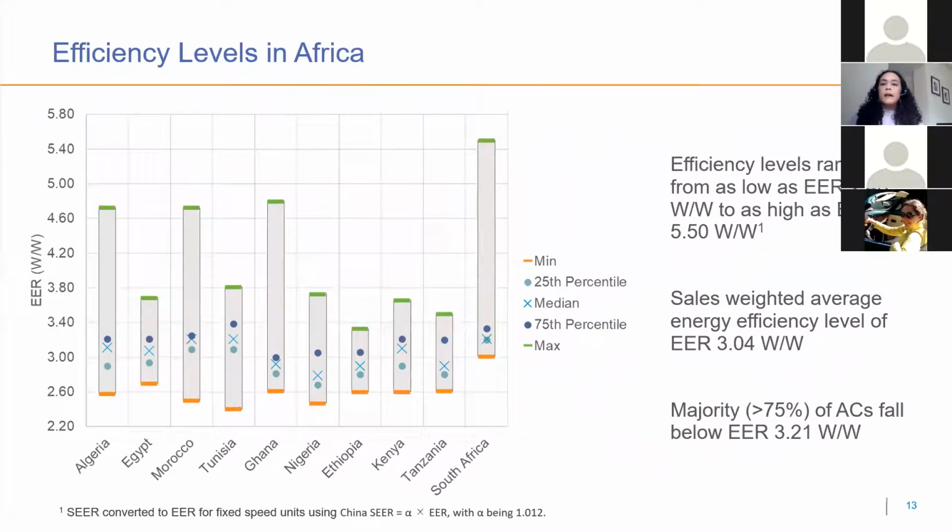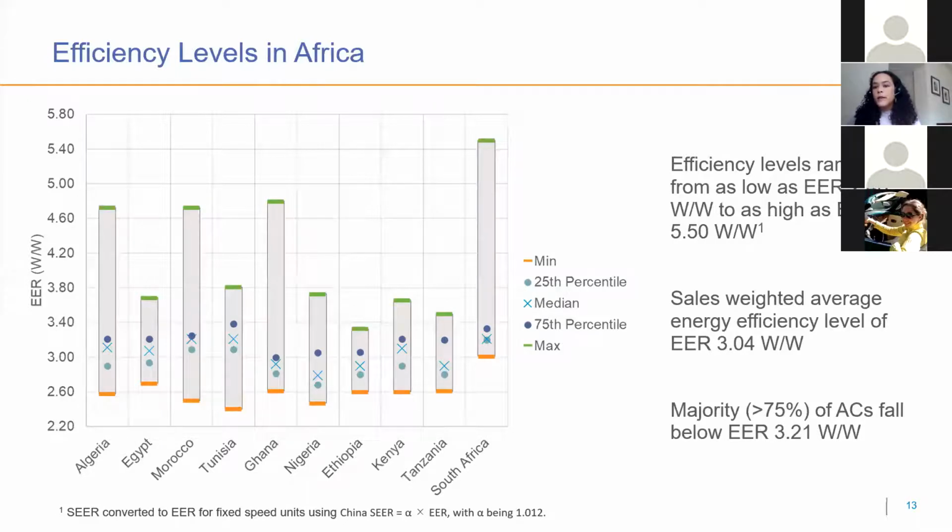So I've discussed compressor types and refrigerant types, and now I'd like to discuss the efficiency levels we observe in Africa. The most commonly used energy performance metric in Africa is the energy efficiency ratio, or EER. In the few instances where fixed speed models reported efficiency using SEER, CLASP converted this to EER.